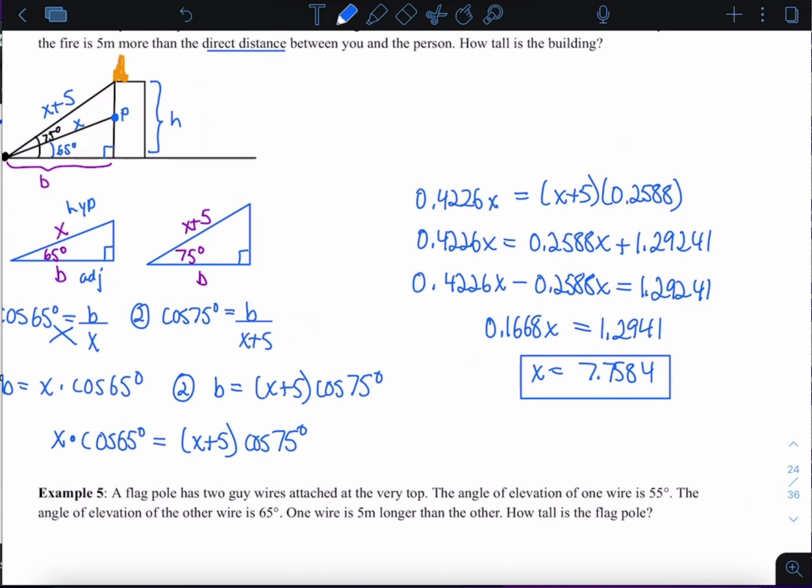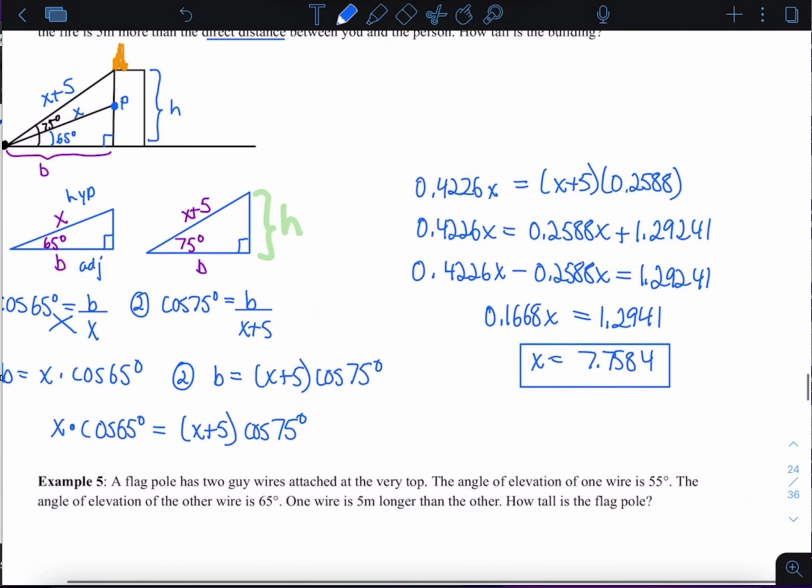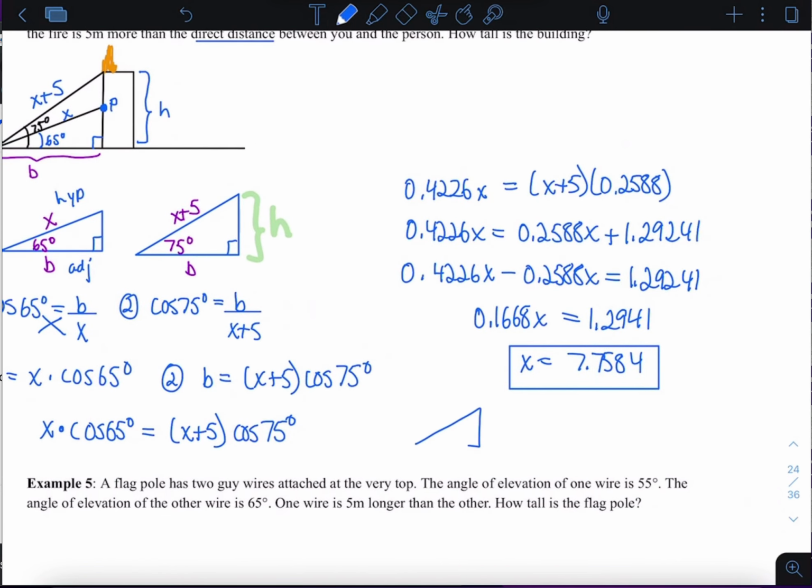So what I want to keep in mind is that the thing I'm actually being asked to find is the height. Okay, so the next thing I need to do is go back to my picture, the bigger one, and I know that x is 7.7584 plus 5, which is 12.7584. Actually, we can just leave it like that. That's fine. Okay. And then I know this is 75, and this is h. I actually don't need to solve for b itself. I don't need the base at all.